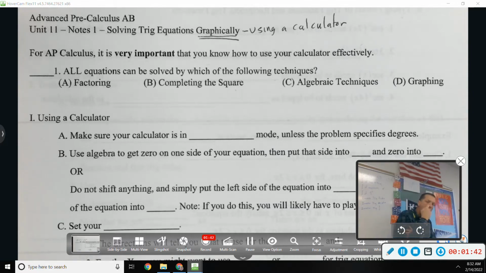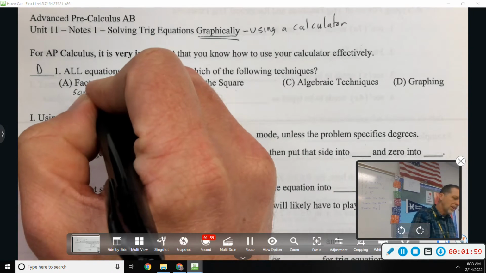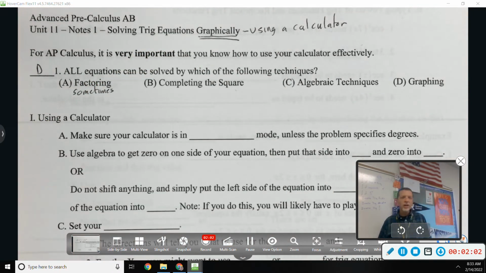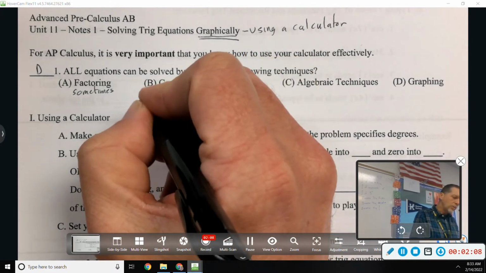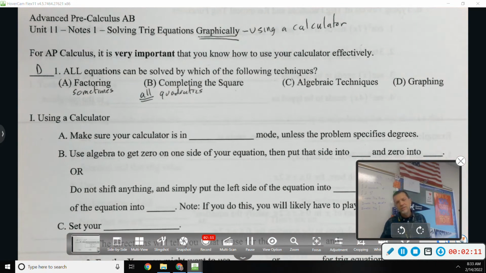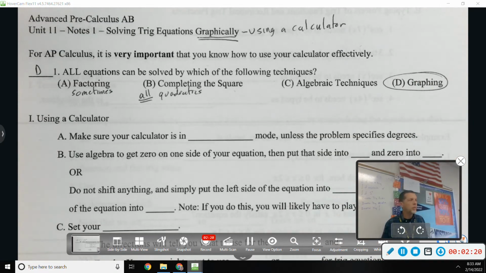So number 1 there, all equations can be solved by which of the following techniques? Do you know? You might be able to answer it based on what we're talking about. Graphing, right? Factoring, you know that not everything factors. I mean, factoring is a sometimes thing. Completing the square, that works for quadratics. It does work for all quadratics, but it's got to be a quadratic. So algebraic techniques, that's a very broad term, but even as broad as that is, there's some things that just don't have an algebraic technique. Like you need to use the calculator to solve it.